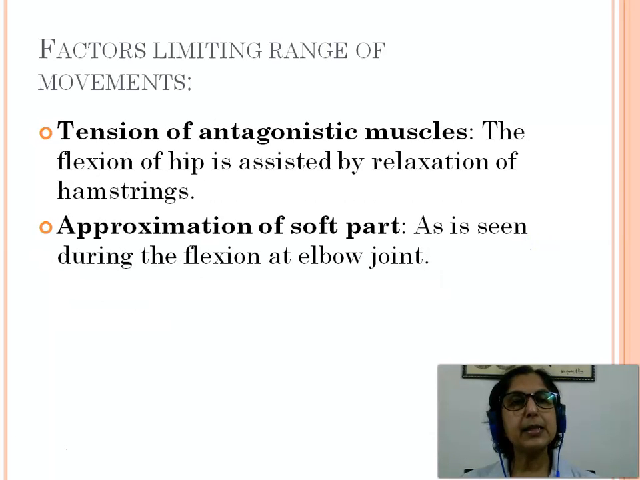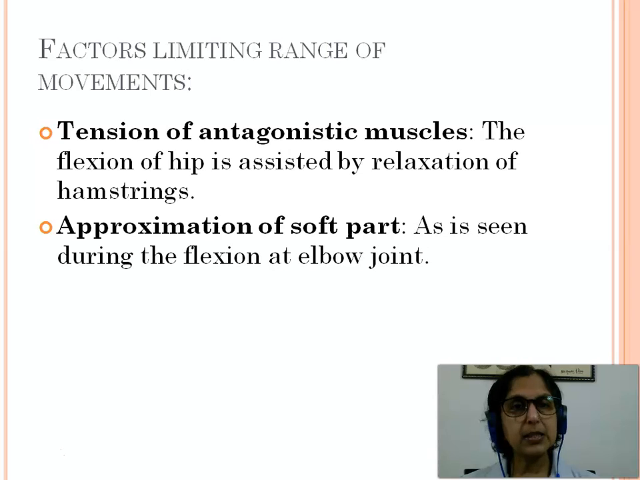Next is the tension of antagonistic muscles. When a particular group of muscles is contracting, the opposite group of muscles have to relax. So, if the flexion of hip has to occur, it has to be assisted by the relaxation of the extensors, which are the hamstrings. So tension of antagonistic muscles also helps in limiting the range of movement.